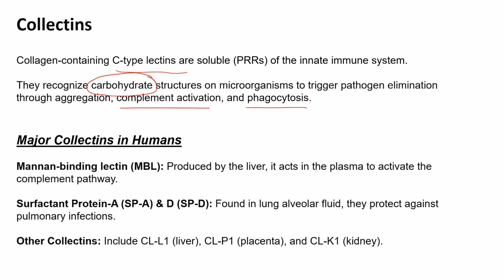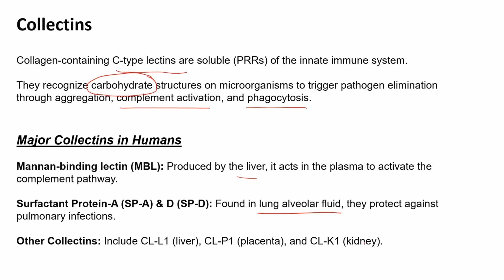There are a few examples of it. The mannan binding lectins are produced by the liver, and they activate the complement pathway, which we will see a little later. Apart from that, we have the surfactant proteins A and D. These are found in different areas of the body, including the lung alveolar fluid, to give surfactant activity there and to protect the body from pulmonary infection, as the lungs regularly encounter multiple pathogens coming through the respiratory system.